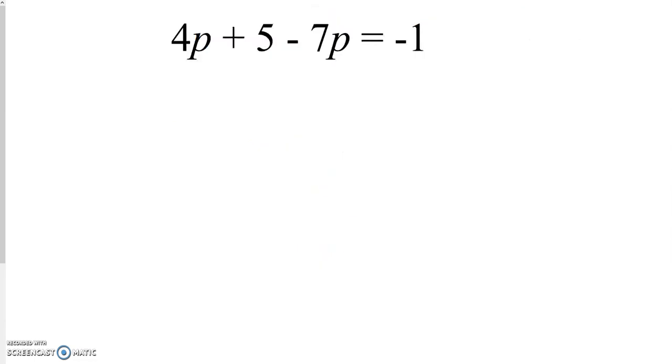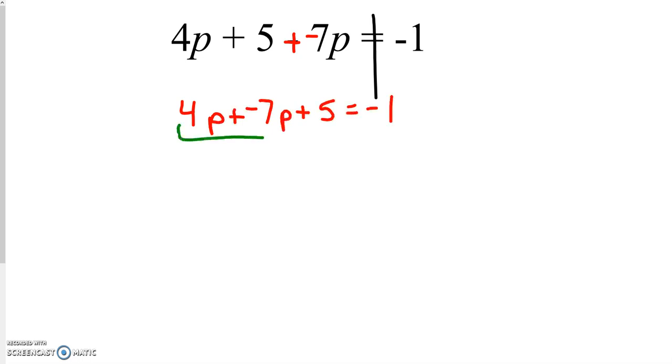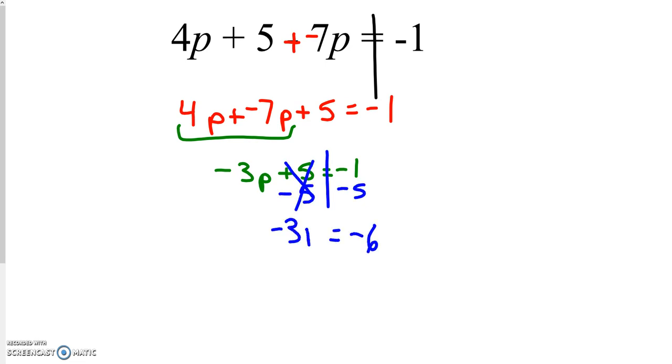I want to combine like terms here, but in order to do that, I need to get the like terms next to each other, change subtraction into addition, add the opposite. 4p plus negative 7p plus 5 equals negative 1. Combine like terms, that's negative 3p plus 5 to equal negative 1. Undo addition and subtraction, so I'm going to subtract 5. Undo multiplication and division. Going to divide by -3. So P equals 2.